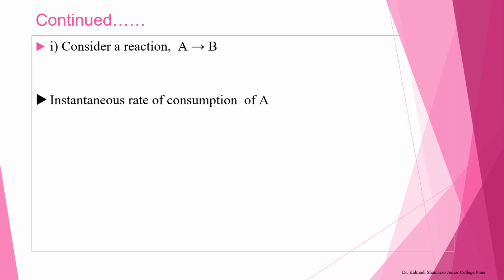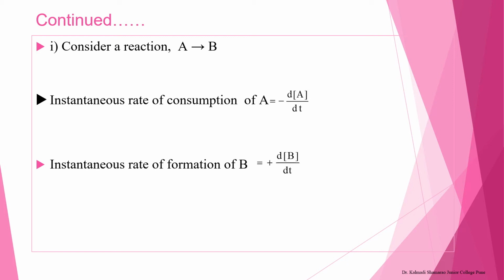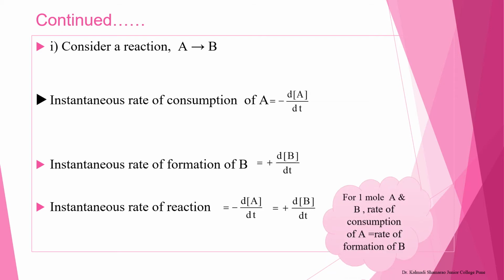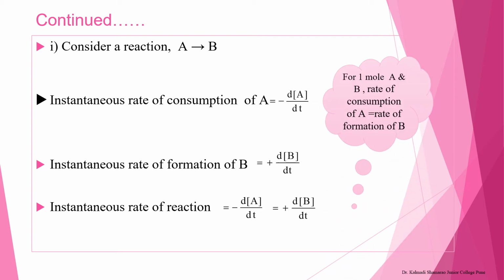Let us consider a reaction A to give B. Instantaneous rate of consumption of A is given as minus dA by dt. Rate of formation of B is given as plus dB by dt. Instantaneous rate of reaction is given as minus dA by dt, which is equal to plus dB by dt. For 1 mole of A and B, rate of consumption of A is equal to rate of formation of B.